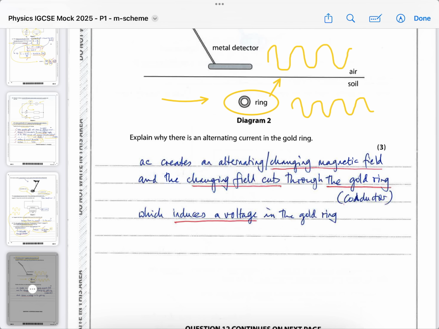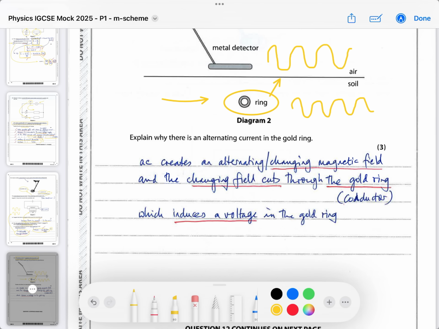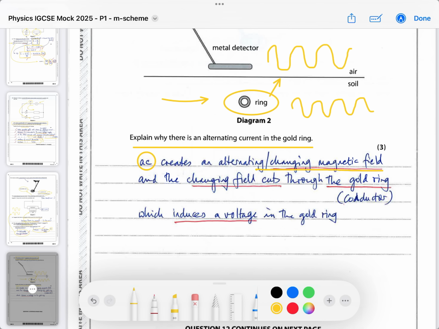Well, I've explained it with my graphs, so let's see how we put it into words. Explain why there is an alternating current in the gold ring. Well, the AC in the coil creates an alternating or changing magnetic field, which I've drawn here. The changing field is felt by the ring, and what we say is it cuts through the gold ring.